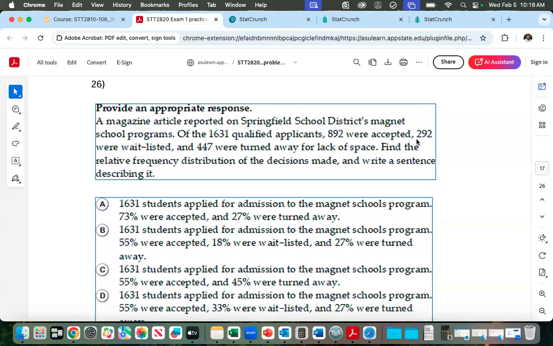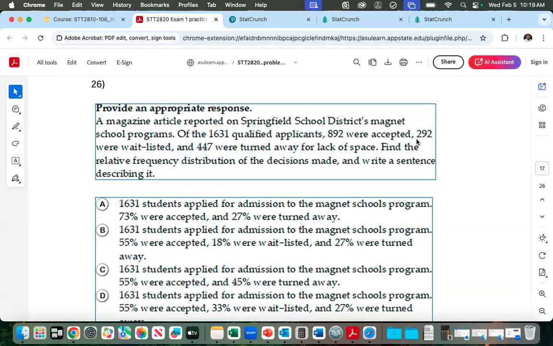How do we find the relative frequency of accepted? We know that the total accepted is 892. So it's going to be the total accepted divided by the total qualified applicants. Is that okay? So try to do that. What do you get for accepted? 55%. Did you all get 55%?